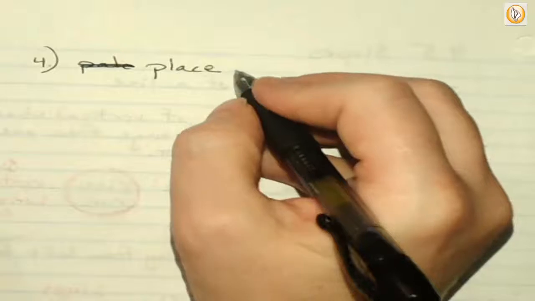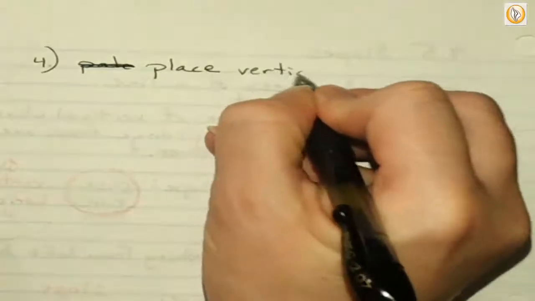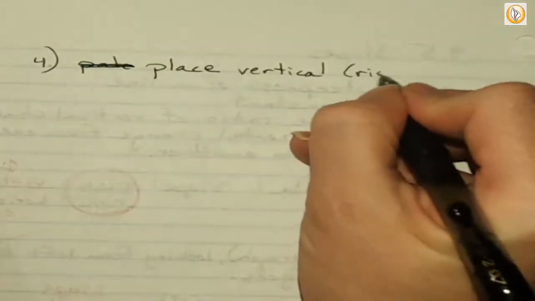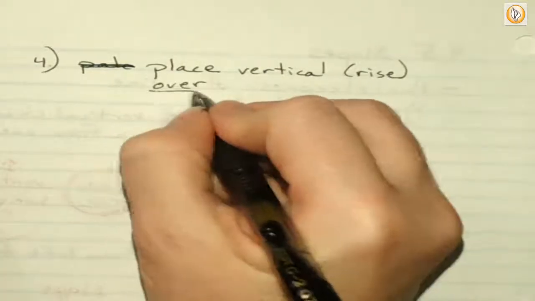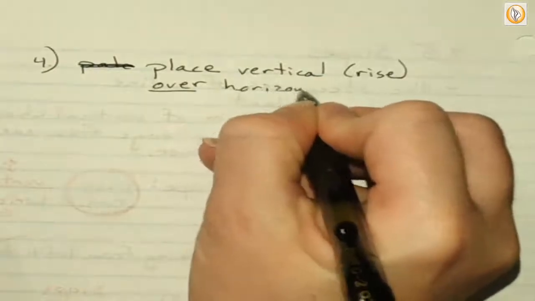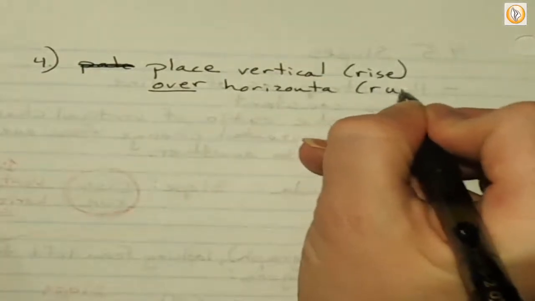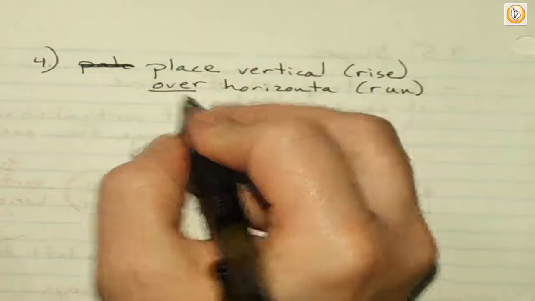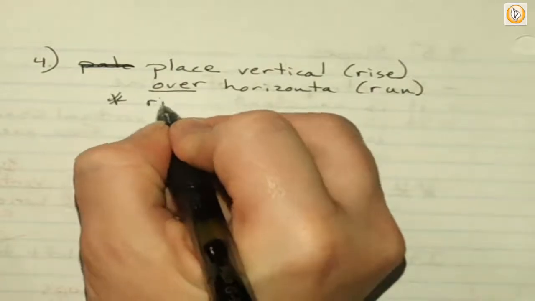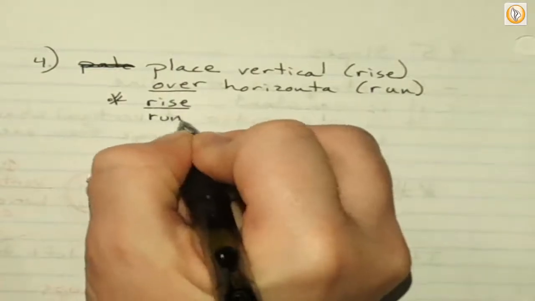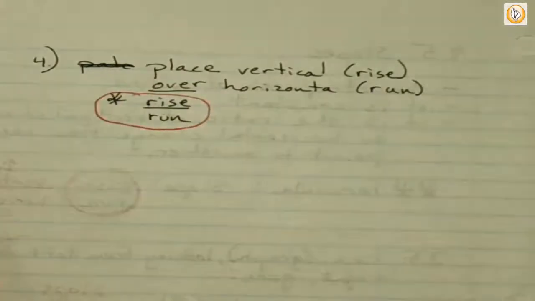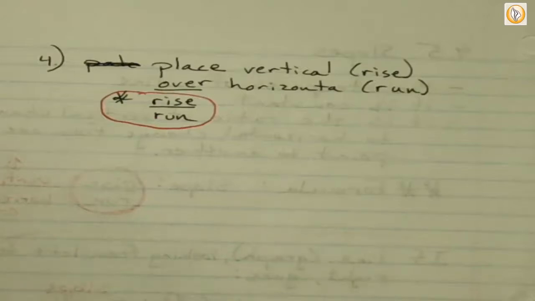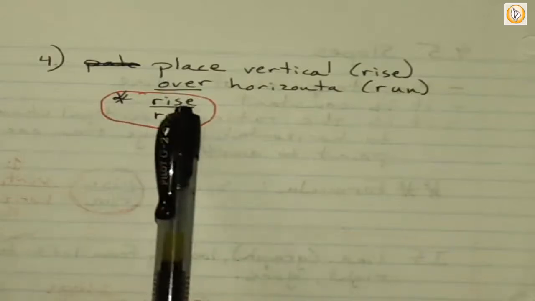Step 4. Place vertical rise over horizontal run. So basically, how you write it is rise over run. That is how you write it. So how you write it is rise over run.